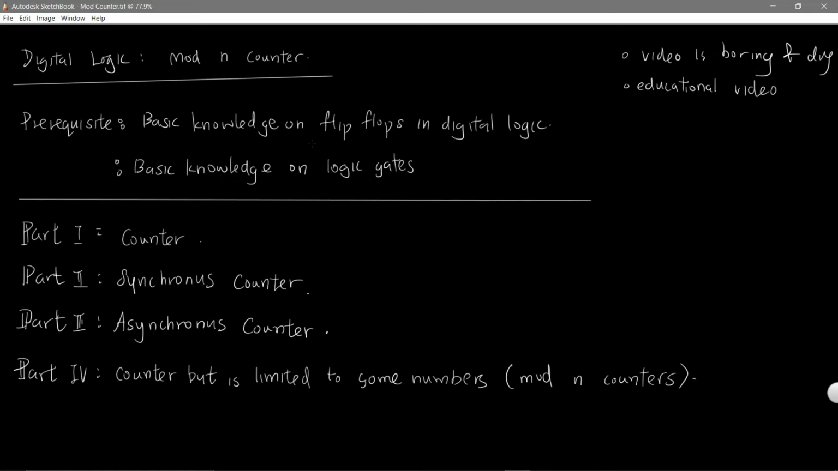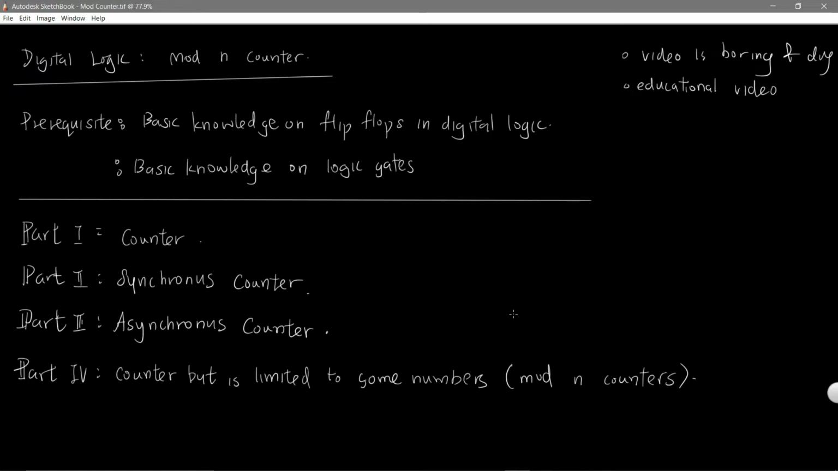What you need before we start on the tutorial on how to design a counter is to at least learn the working principle of flip-flops, and the working principle of logic gates. And this is going to be split into 4 parts: the basic working principle of a counter, a synchronous counter, an asynchronous counter, and a counter that is limited to some numbers.